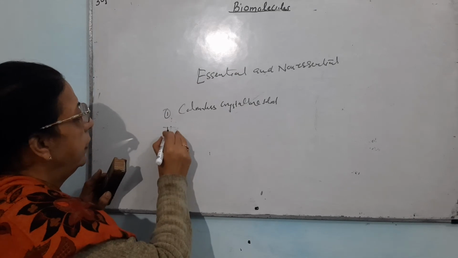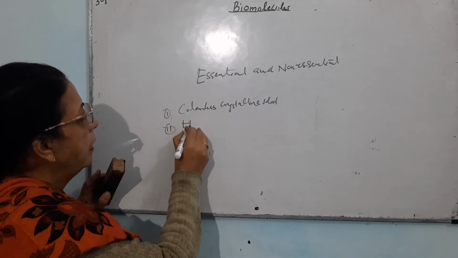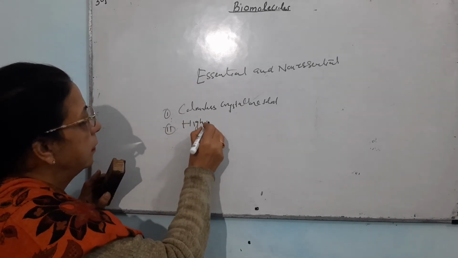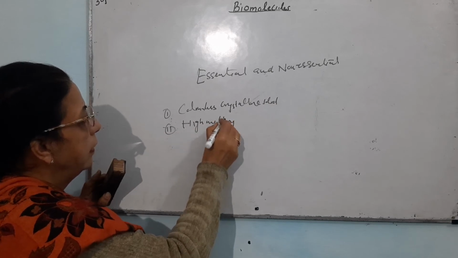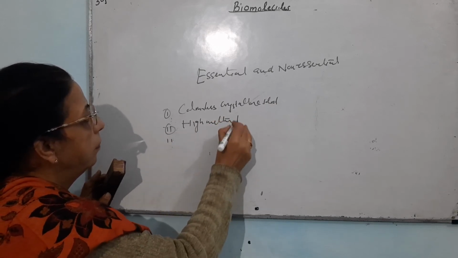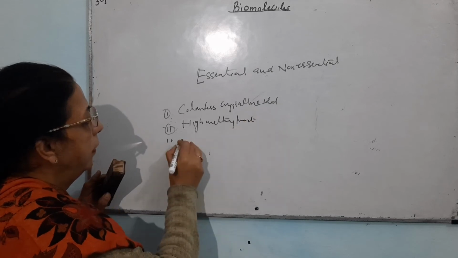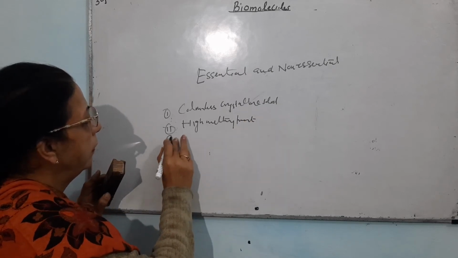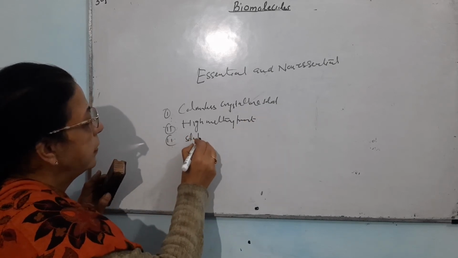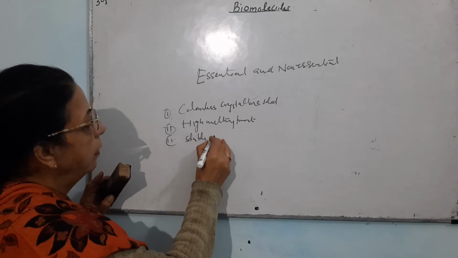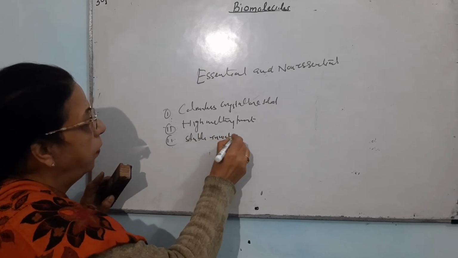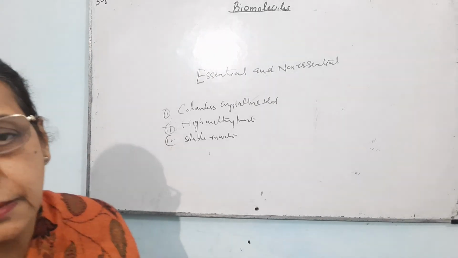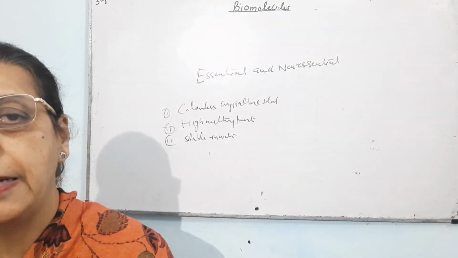Second, they have a high melting point. Third, they are soluble in water. Amino acids can make hydrogen bonds, so they are soluble in water. They are colorless crystalline solids. They have a high melting point.